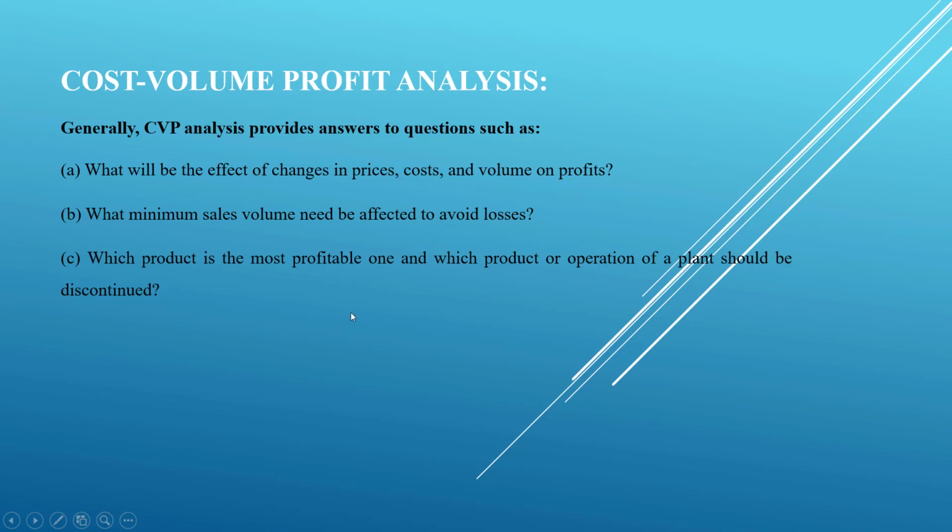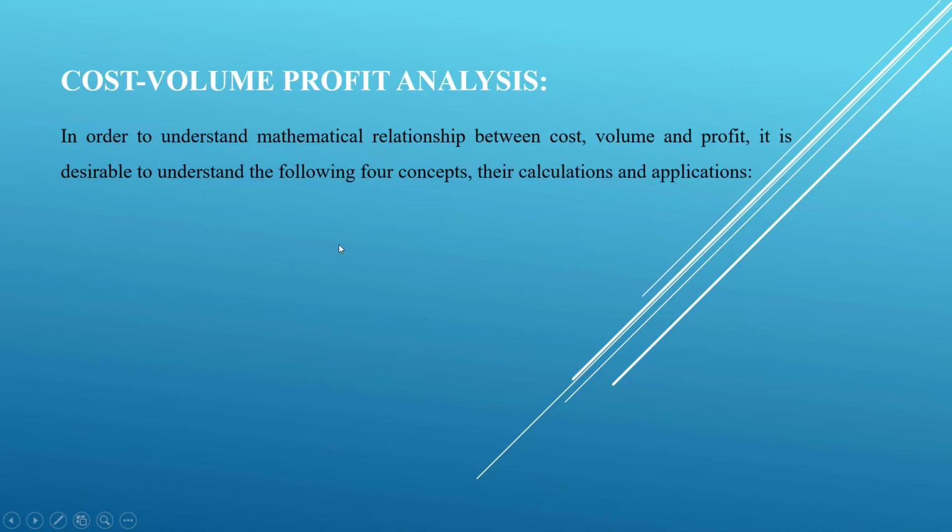Now, in CVP analysis, there is a relationship between cost, volume and profit. For understanding this relationship we have to understand four concepts of the CVP analysis. The mathematical relationship, if we say that, means we have to use certain formulas and calculations to find out whether the company is going to earn profit, and what should be the change in the price, what should be the change in the cost, volume of a company. So for calculating this, we have these four concepts.